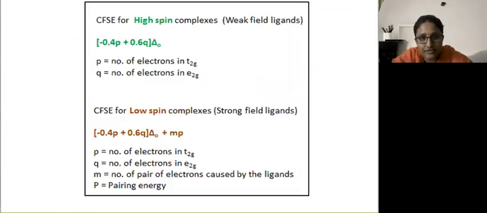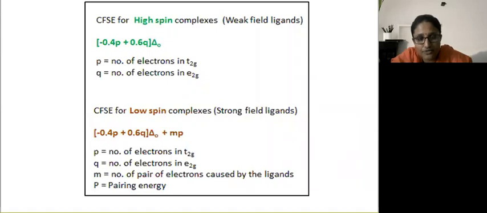And this is the formula to calculate the crystal field splitting energy for high spin and low spin complexes. If the ligand is weak field, then we will get a high spin complex. The formula is shown here: minus 0.4 P plus 0.6 Q into del O, where P is the number of electrons in the T2g set of orbitals and Q is the number of electrons in the Eg orbitals.